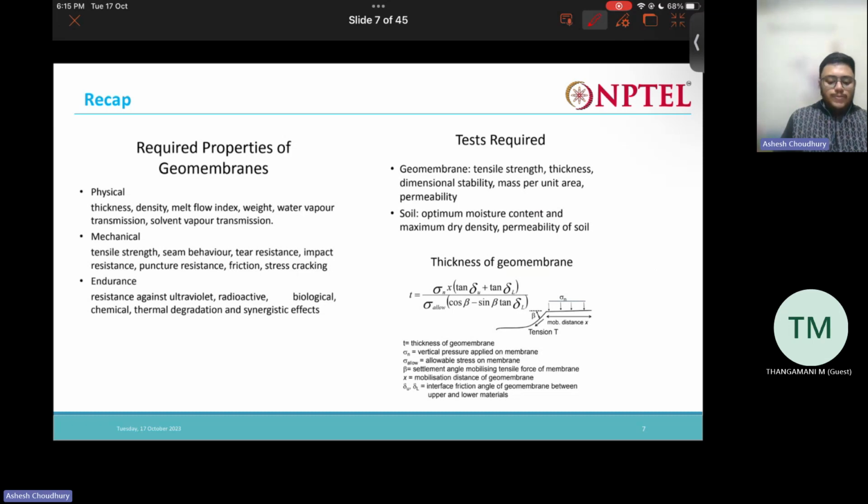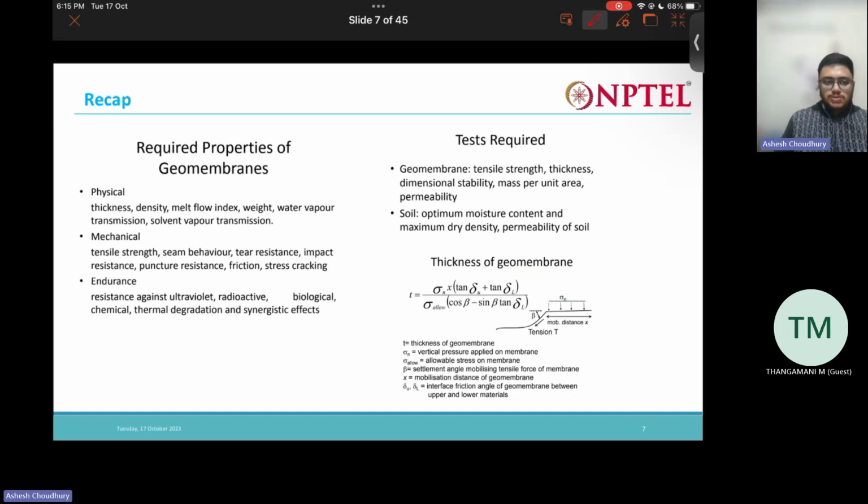Okay, so what are the required properties of geomembrane? There are some important physical properties. Some of these physical properties we already studied previously. These are the same as any other geosynthetic material. So they are thickness, density, melt flow index, then weight, water vapor transmission, solvent vapor transmission. Thickness, density, all these things you already know. This water vapor transmission we will see today.